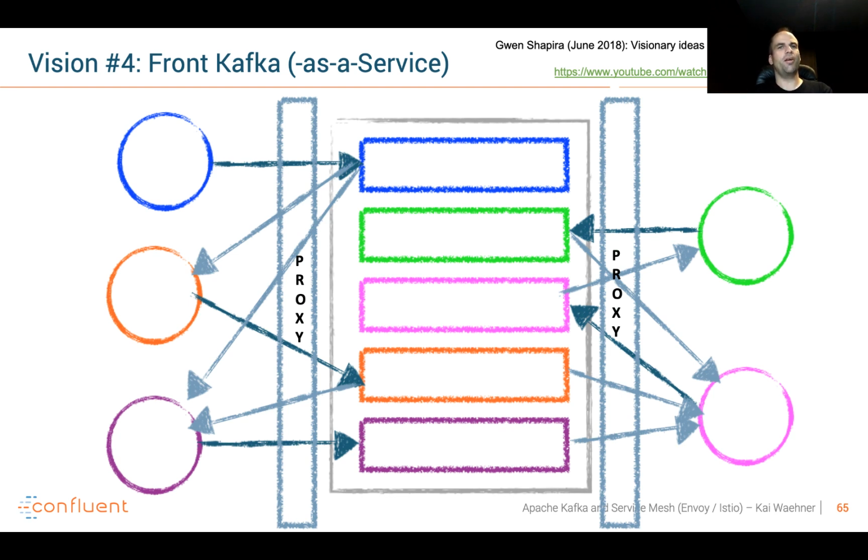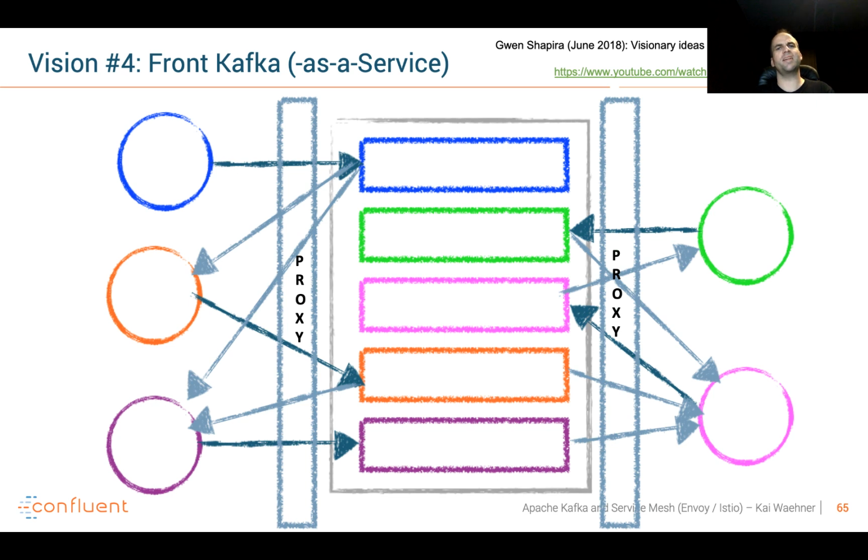And here you could deploy the proxy in front of Kafka so that still the people, the services are separated from each other, and you still don't even care if the outside world is HTTP or gRPC and how that works to each other or what the routing policies are. So that's what you could define as kind of front Kafka as a service. So these are different visions, and Gwen really talks in much more detail about these ideas. So you can also watch her talk about that.